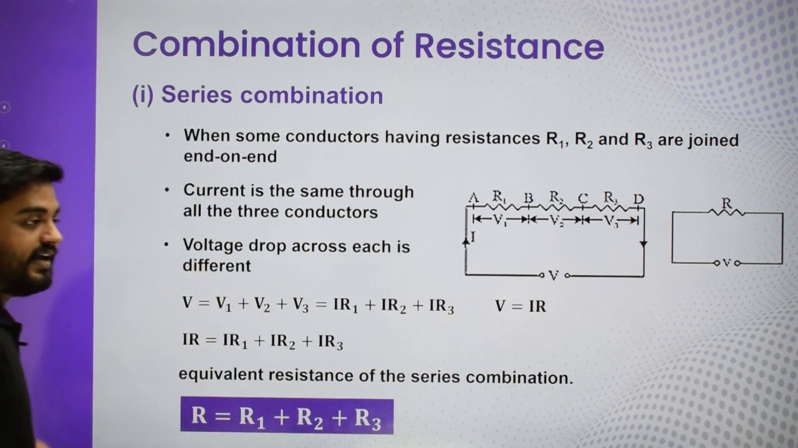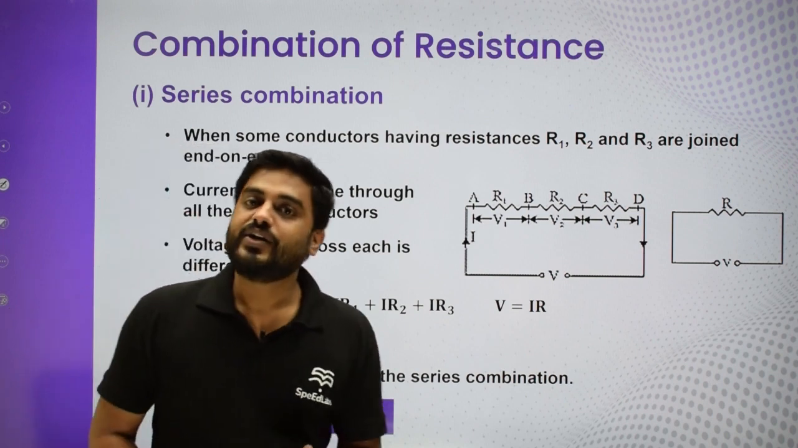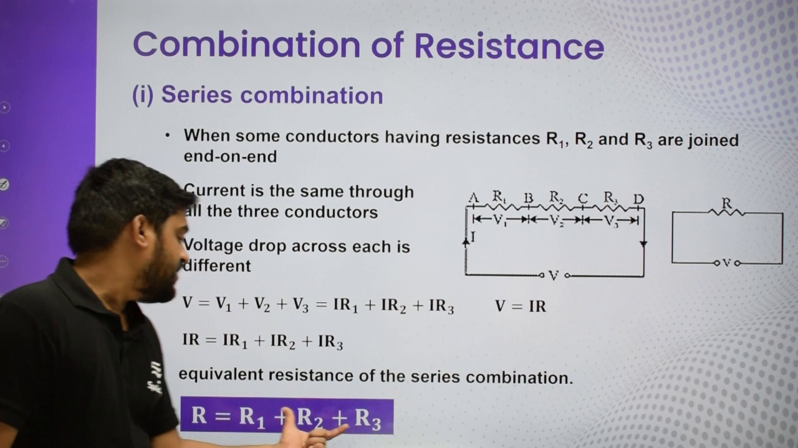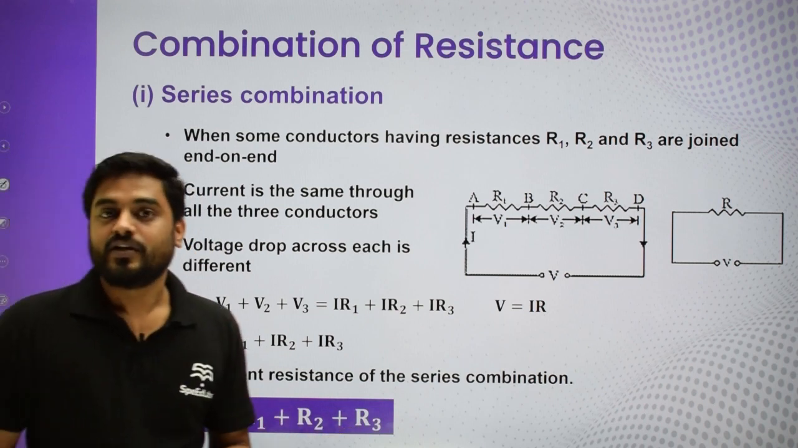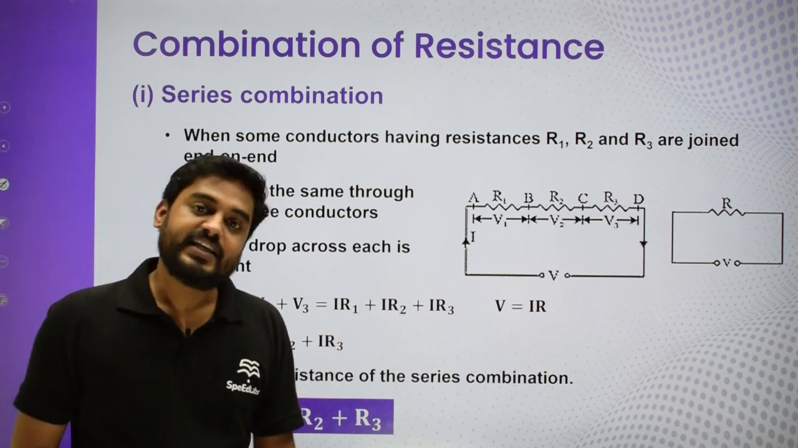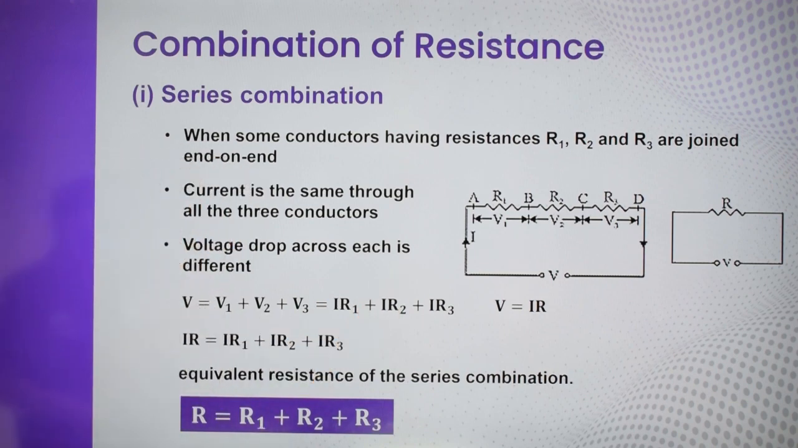So in series, again I am repeating, you can simply add all the resistors to get the total resistance of the branch. If two or more resistors are in a single branch, then we say they are in series, and we can simply add their resistances.